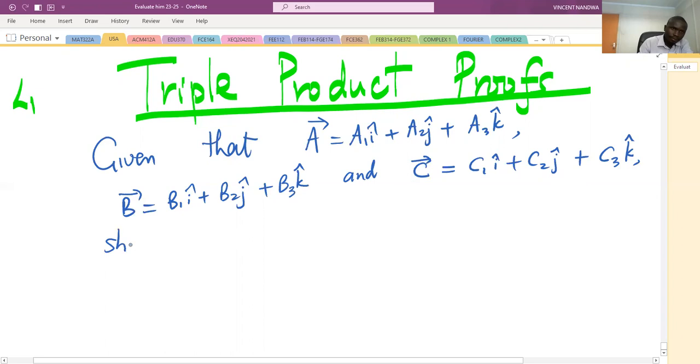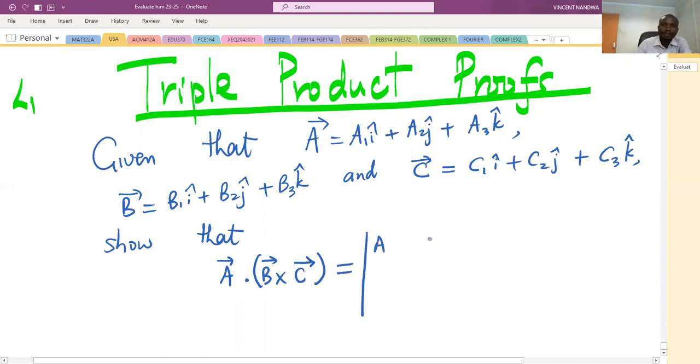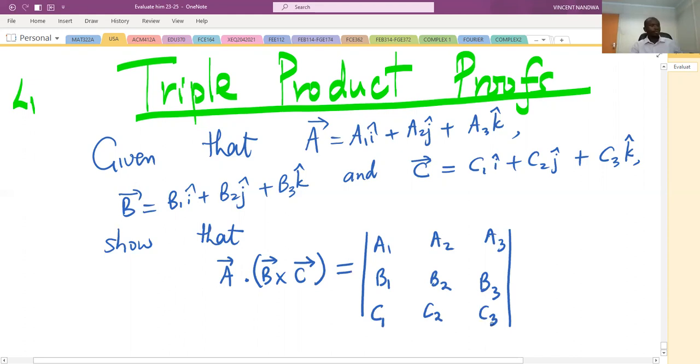show that A dot B cross C is nothing but the determinant of A1, A2, A3, B1, B2, B3, C1, C2, C3. So this is a problem.